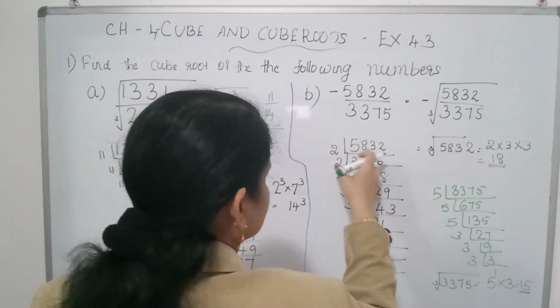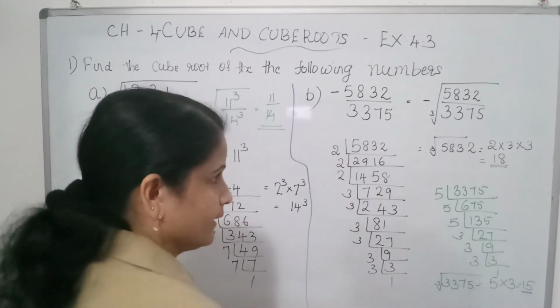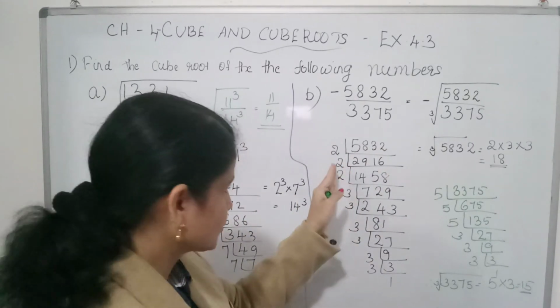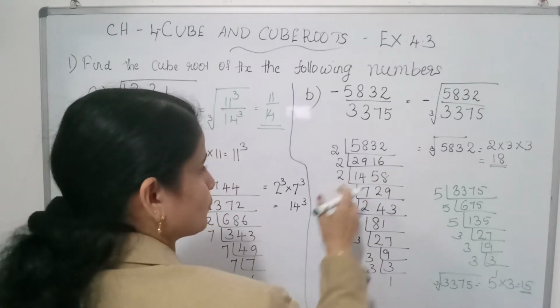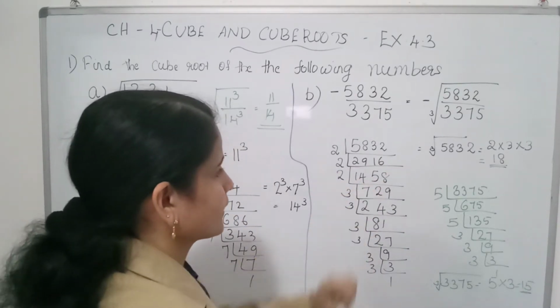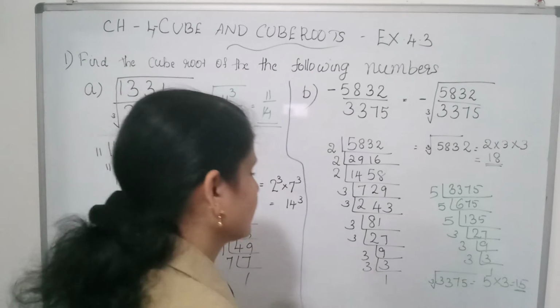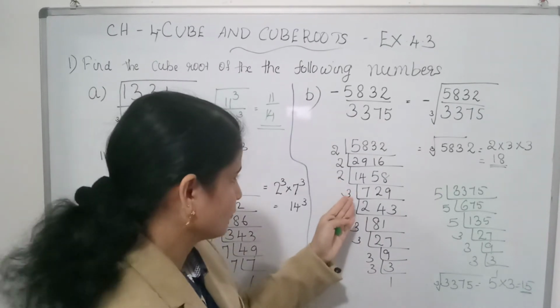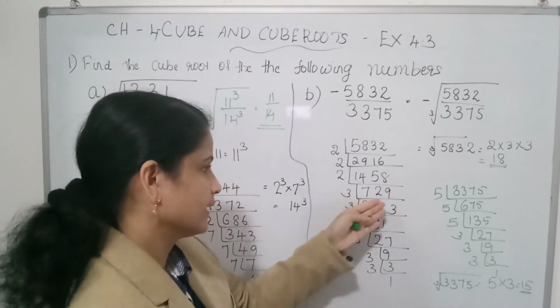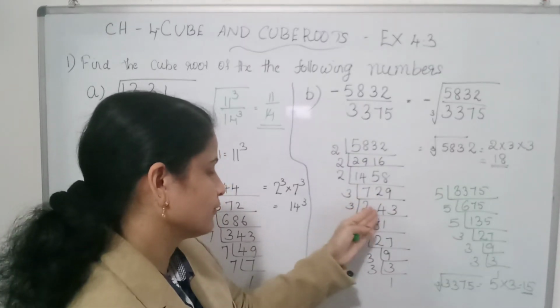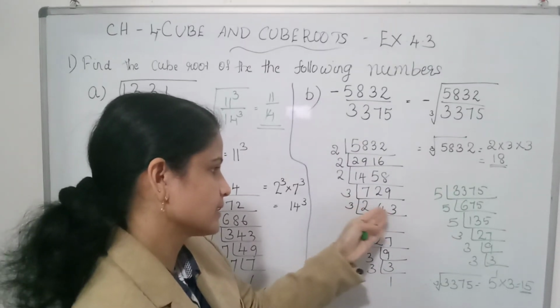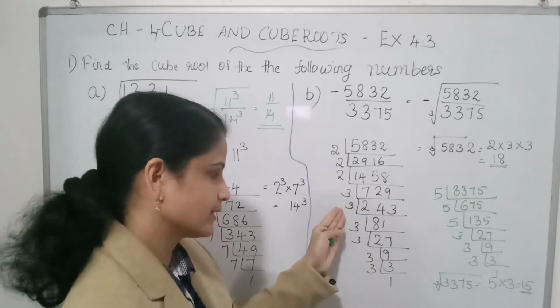So here 5832, it's an even number, so you have to divide this by 2. You will get 2916. Again by 2 you will get 1458. Again it's an even number, so you divide this by 2. You will get 729. And this is not an even number, it's divisible by 3. So you divide, you will get 243. Again it's divisible by 3, so you divide this by 3.